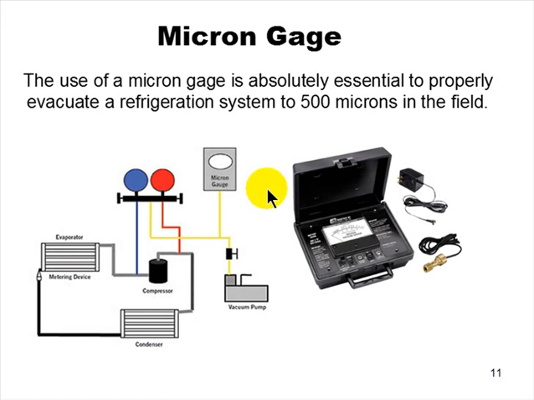How long are you evacuating? Oh, we evacuate through lunchtime. We let it go, we take a long lunch, we get a good deep vacuum. Not if you have a leak. And that compound gauge isn't going to show it to you most of the time unless it's a huge leak.